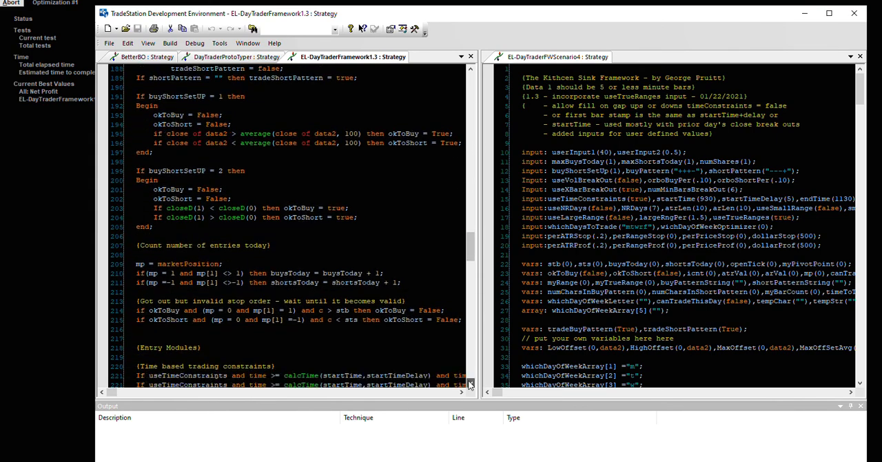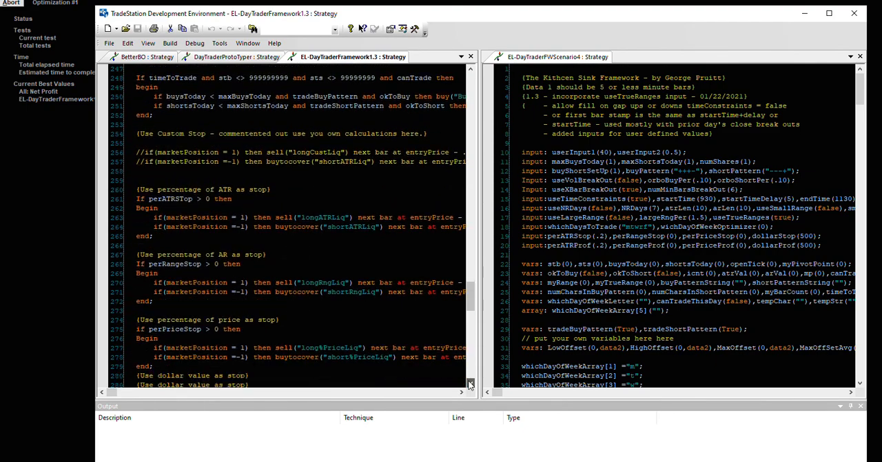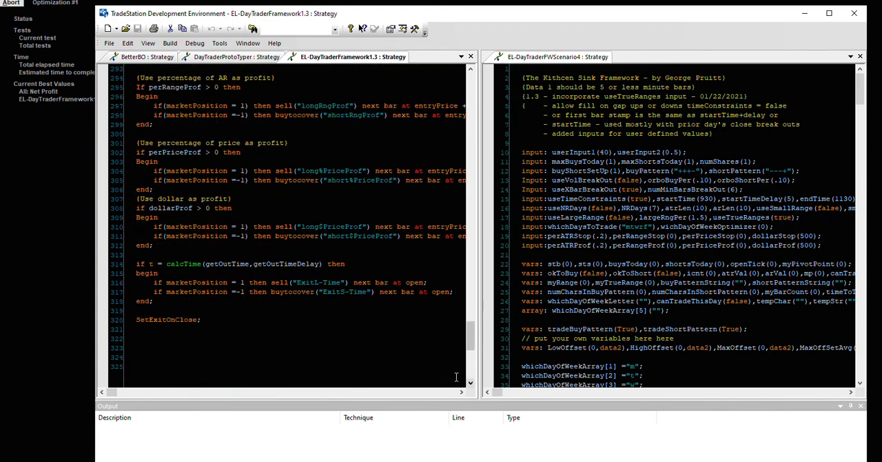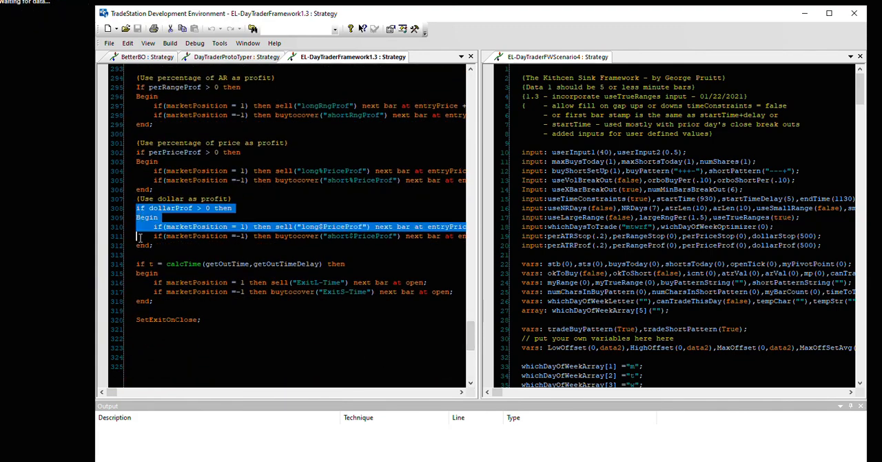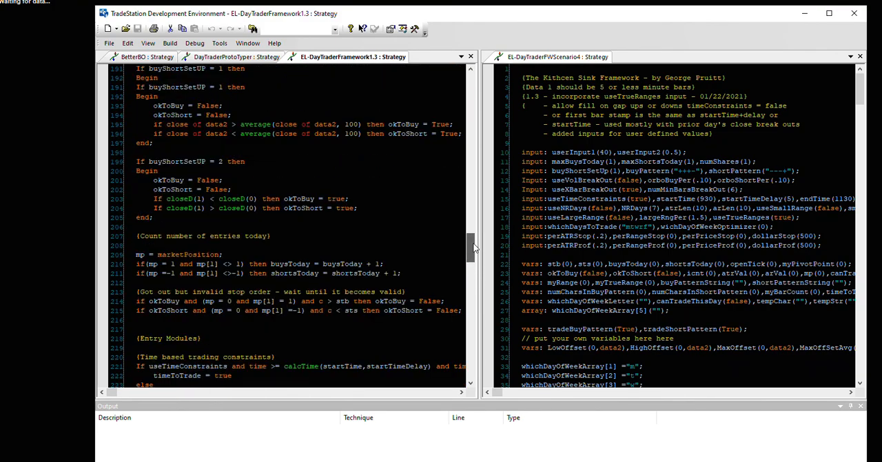There's probably in the framework a total of 300 lines of code, maybe more. Like I said, if dollar profit is greater than 0, meaning you've got a value in there, this is how you get out at a dollar stop or profit objective. This also shows you how to calculate time offsets, which if you don't know how to do it, can be kind of difficult to figure out. This is really cool here.